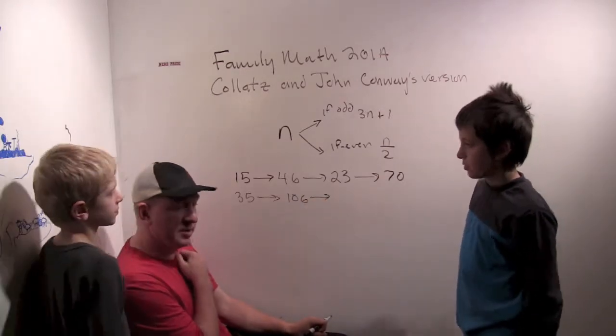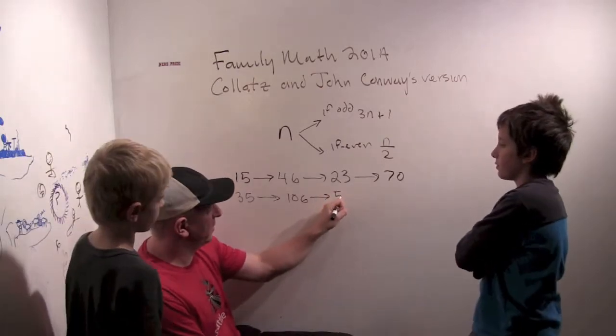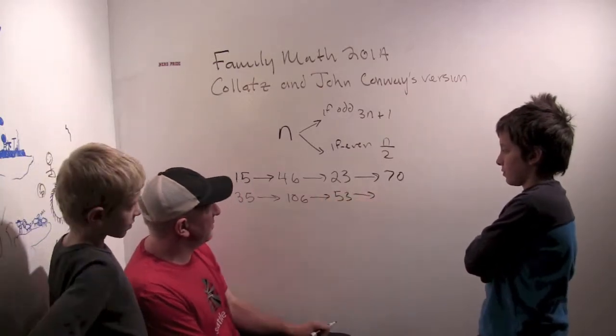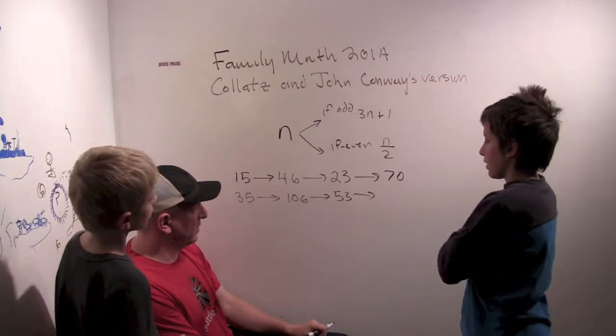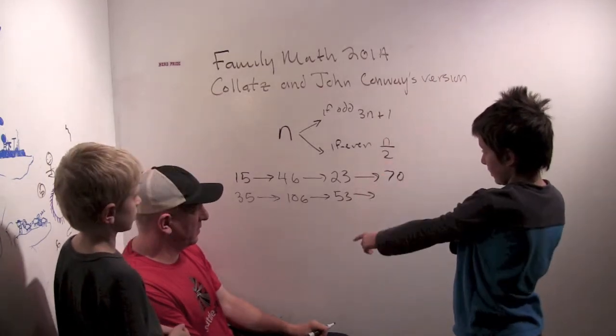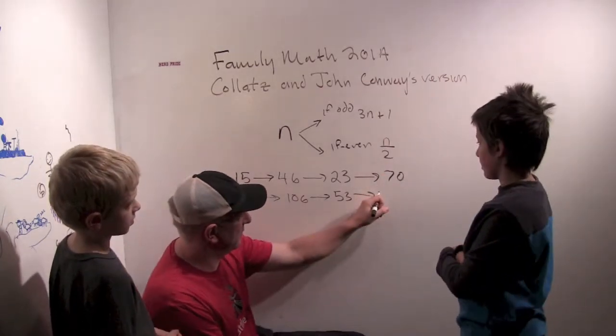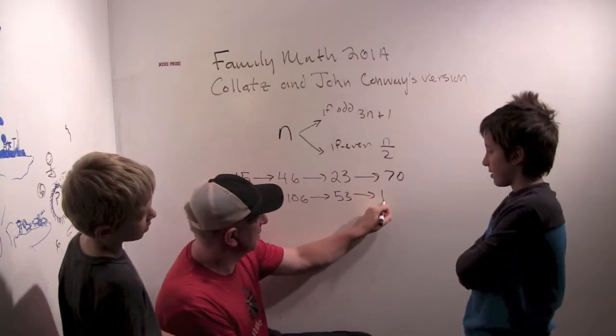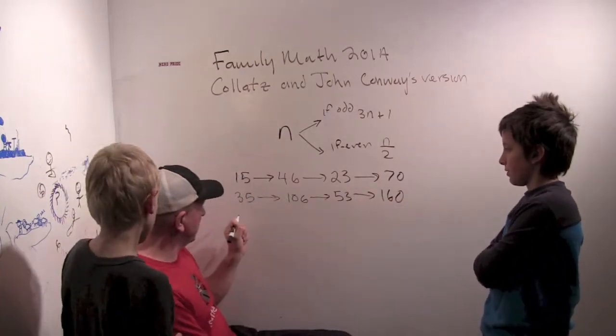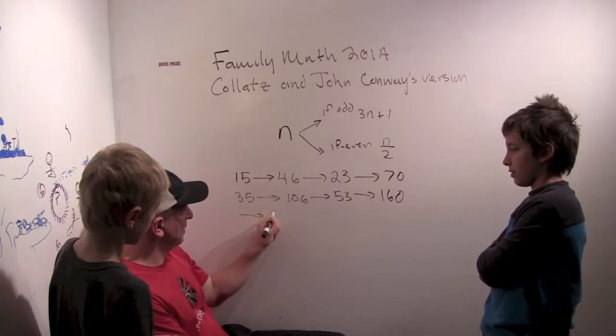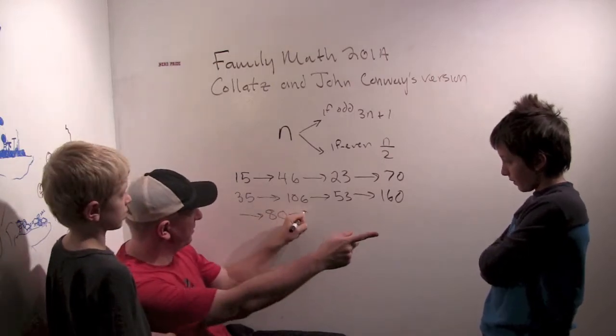Yeah, what's 106 divided by 2? It's 53. That's 53 times 3, 159, plus 1 is 160. Okay, 160 divided by 2? Is 80. Then 80 divided by 2?